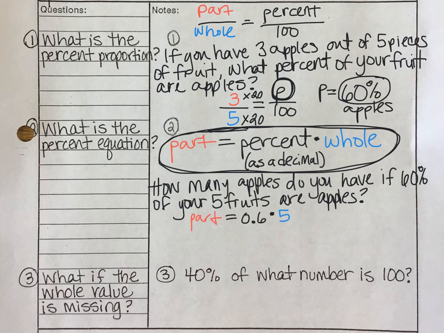Since we are looking for the part of our whole 5 fruits that are apples, the part is the piece that is missing. In this case, we know that we have 60% of our apples, so that's the 60% right here in decimal form, and that 5 represents the total amount of fruit. So what we're looking for here is the part. And in this case, the part is equal to 60% in decimal form times the whole number 5. And when we do that, we find out that the part equals 3. And you can try that on your calculator just to make sure.